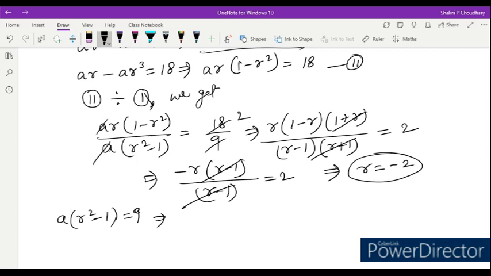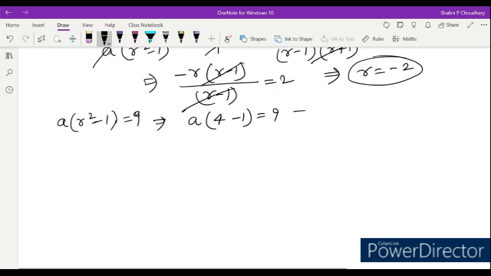Okay, now we'll put the value of r equal to minus 2. So a into (minus 2) to the power 2 will be equal to 4 minus 1 is equal to 9. So a into (4 minus 1), which is 3, is equal to 9. Cancel, we'll get 3a equal to 9, so a will be equal to 3. Now a and r both are known.